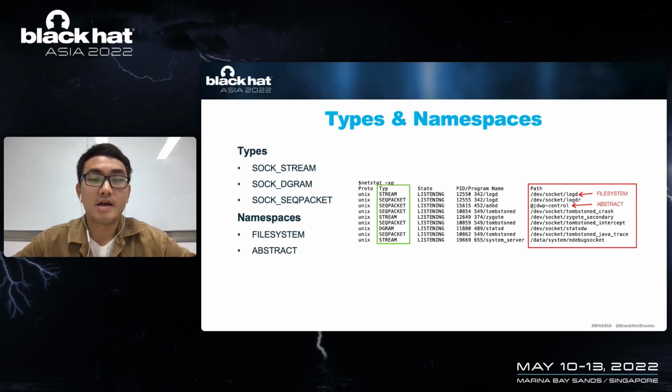And each UDS can use a name to identify itself. You can use the file system namespace and bind the name to a file system path, or use the abstract namespace, which is independent of the file system. Using the netstat or ss command, you can list all Unix domain sockets on a device, and you can see their types and names. A name starting with @ means it uses the abstract namespace.